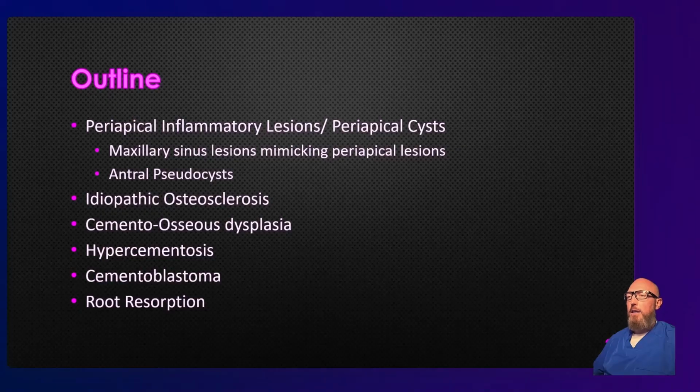We're going to talk a lot about periapical inflammatory lesions, periapical cysts, also things that mimic periapical inflammatory lesions from the sinus. Then we'll get into idiopathic osteosclerosis. And then starting the part 2 of the video, we're going to go into cemento-osseous dysplasia, hypercementosis, cementoblastoma, and root resorption. And so I want to show you how that works in your study guide and that differential diagnosis chart.